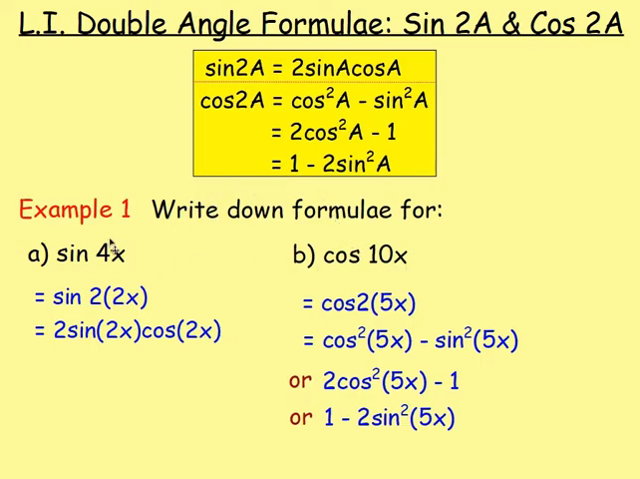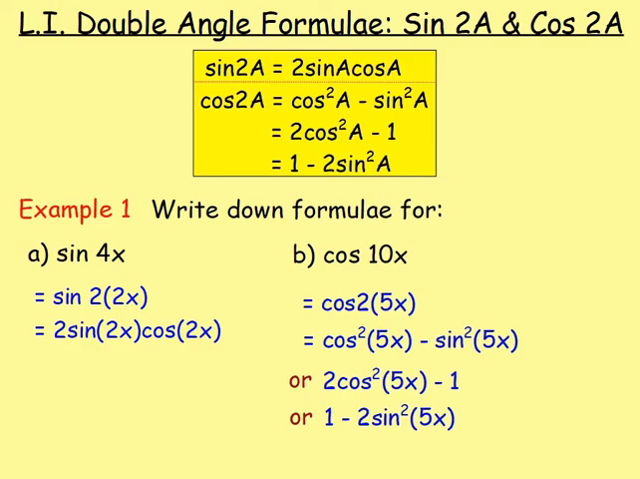But we went on to some examples, so write down formulas for sine 4x and cos 10x. Using double angle, well, if we've got sine 4x, you need your formula to be sine 2 times something. So you think, 2 times what is 4x? Well, it's 2 times 2x. So you're replacing A with 2x. So it's 2 sine 2x cos 2x. Do the same thing with cos 10x. You need 2 times something, so it's 2 times 5x. That therefore will be cos squared 5x, take away sine squared 5x, and again you can use the other formulas as well.